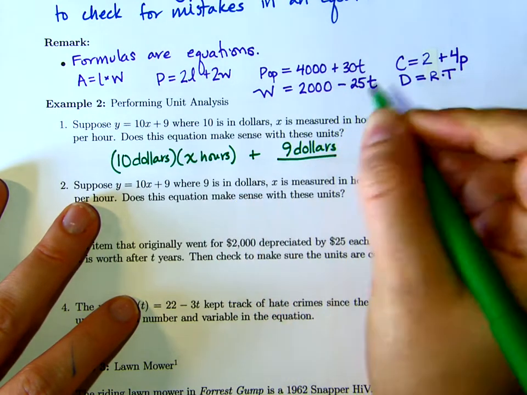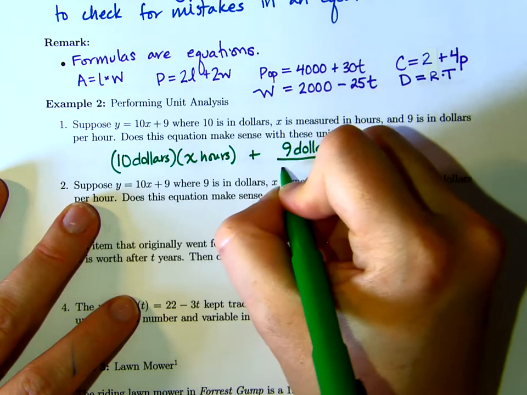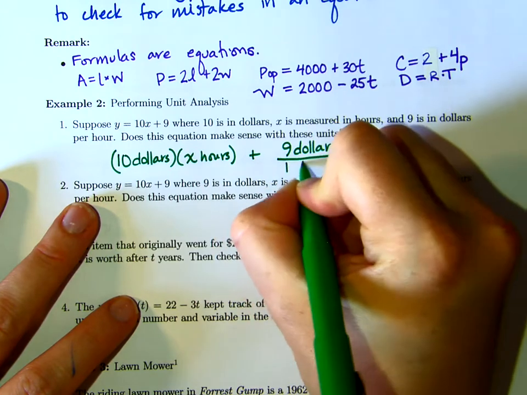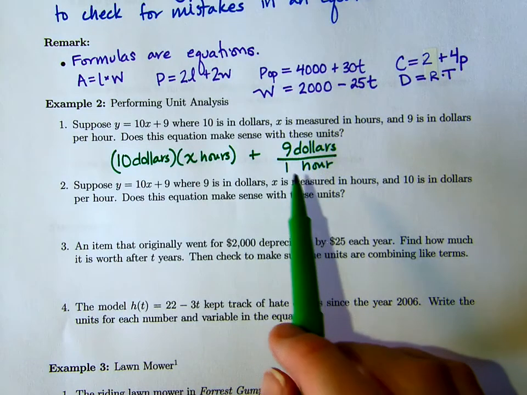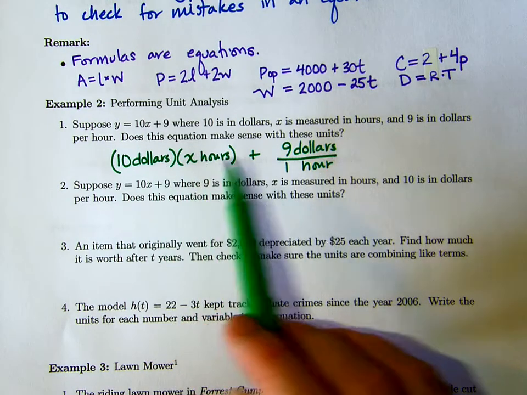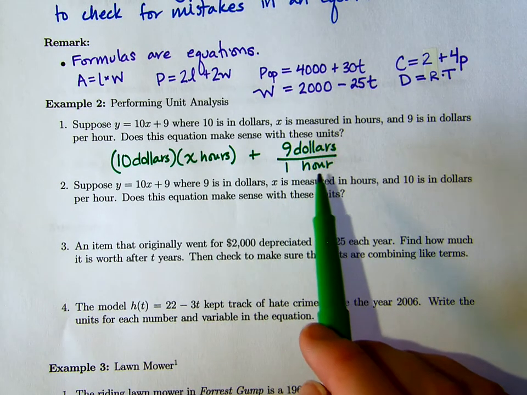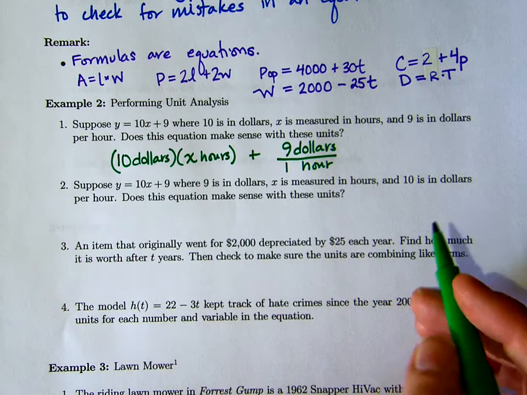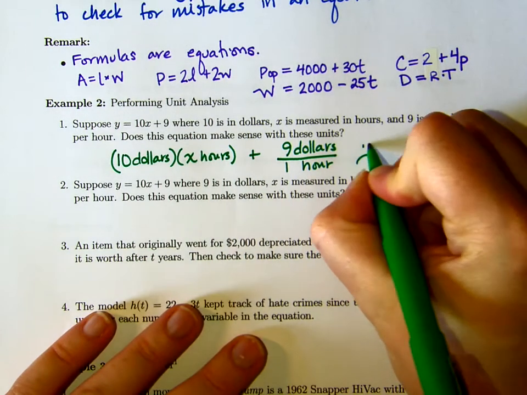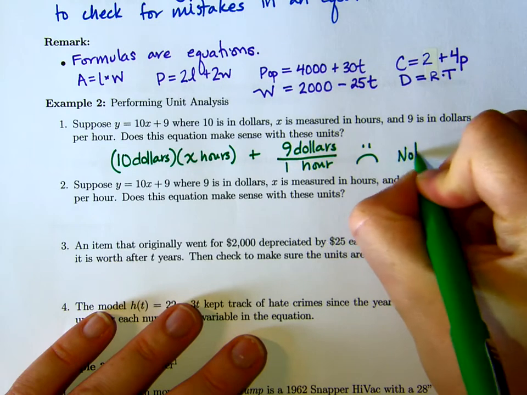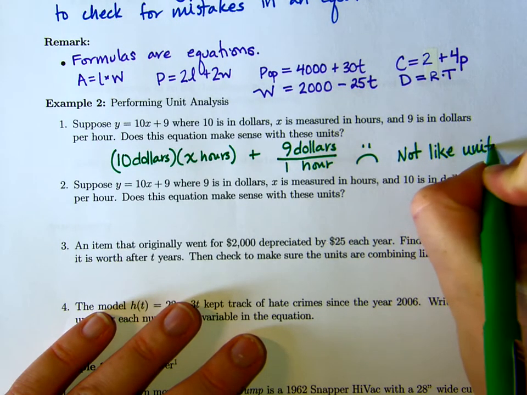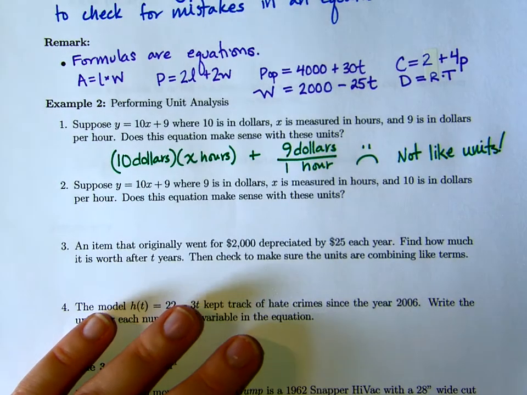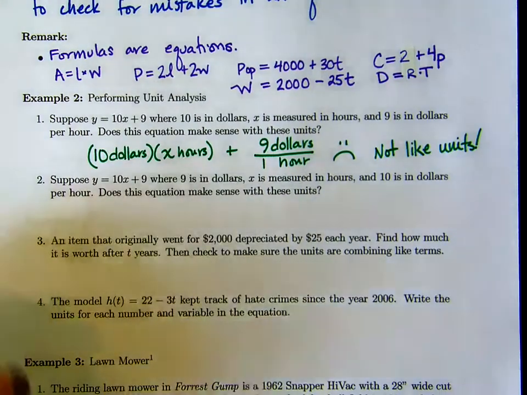per hour. I do not see these as like units. These are dollar hours and these are dollars per hour. Those are two very different things. Not like units or common units. They're just not in common.